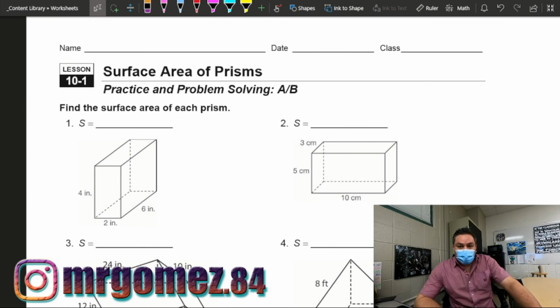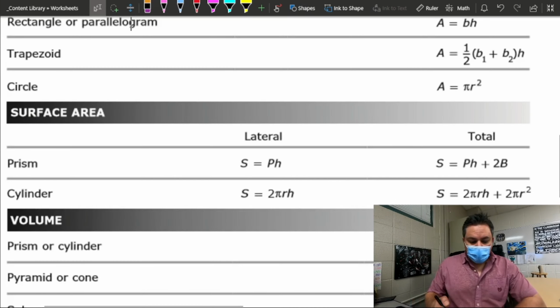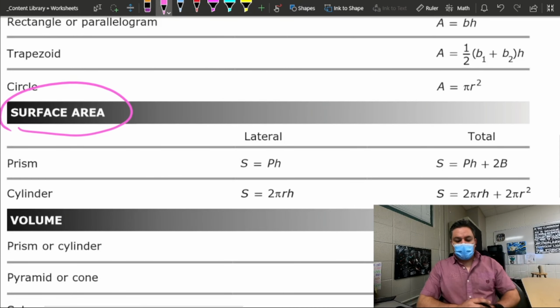Welcome back to another day of this time 8th grade math. Today we're going to be doing surface area on prisms. This is a subject that we learned in 7th grade as well, but in 8th grade it's going to be a whole lot easier because we have formulas. And these are the formulas that we're going to be using.